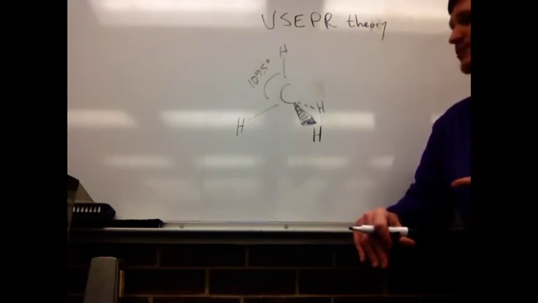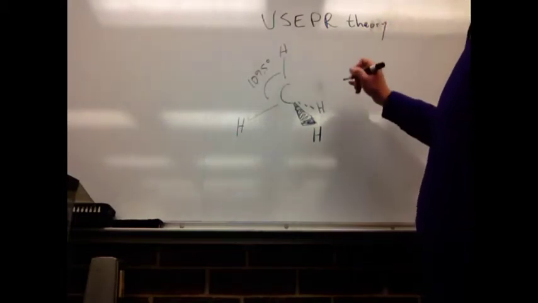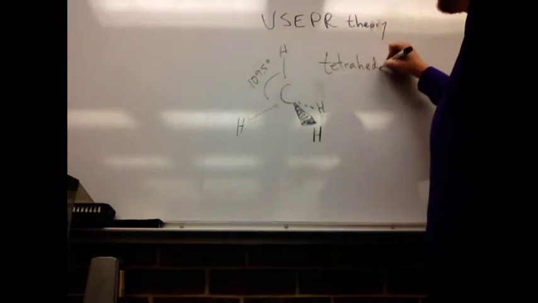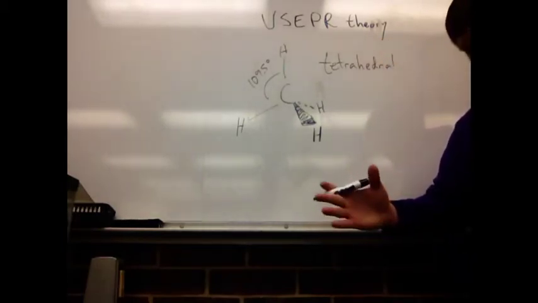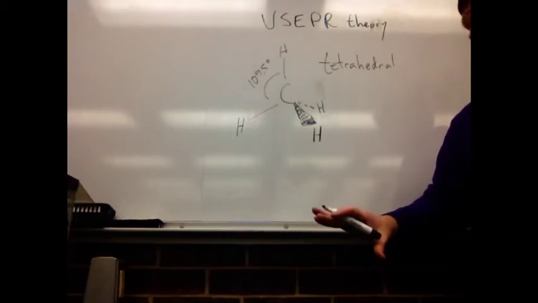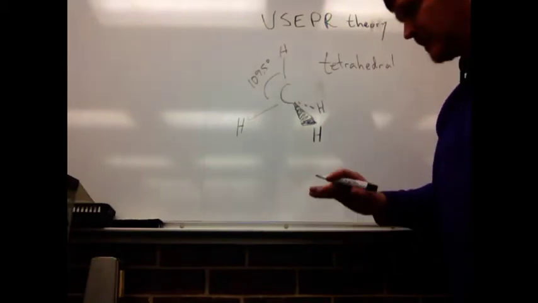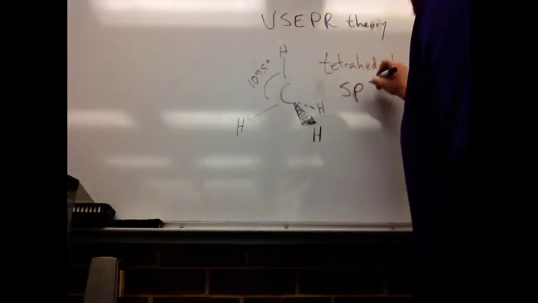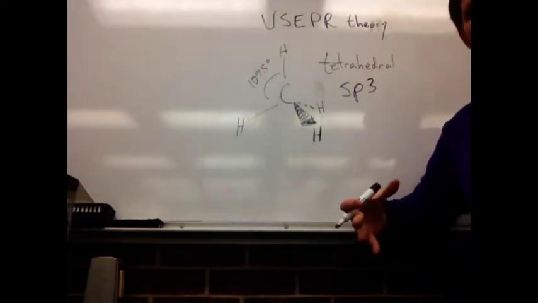Now, this particular structure has a shape. This particular structure is called tetrahedral. Okay, so we have a tetrahedral structure. It is actually called by other orientations as well. And in fact, this one is called sp3. Okay, so this is a hybrid orbital.